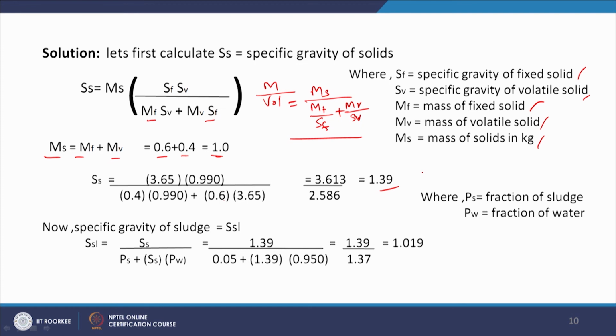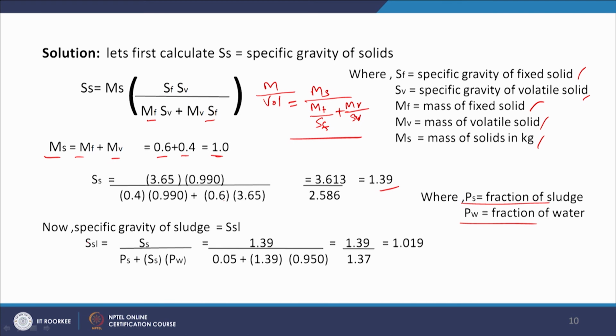So, now we have the specific gravity of the solids. Now, we have to calculate the specific gravity of sludge. For this calculation again we consider Ps as the fraction of sludge solids and Pw as the fraction of water. So, the same concept we will be using.